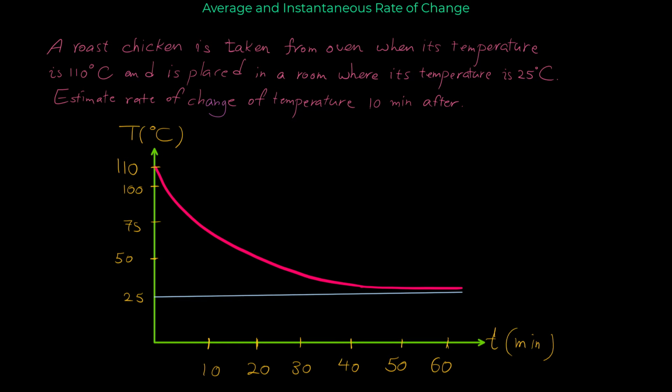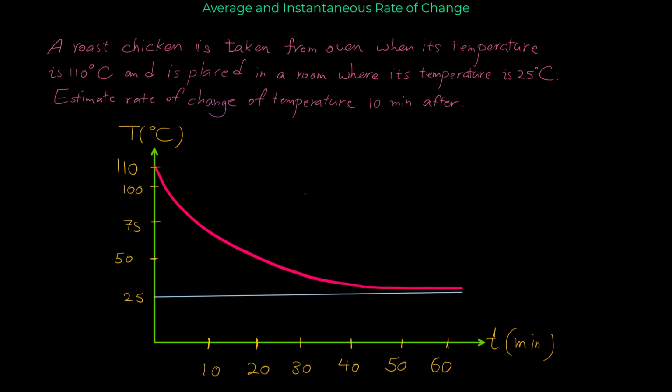Hello and welcome. In this video we want to do a question about instantaneous rate of change and average rate of change. A roast chicken is taken from the oven when its temperature is 110 degrees and is placed in a room where its temperature is 25 degrees centigrade. Estimate the rate of change of temperature of the roast chicken 10 minutes after.